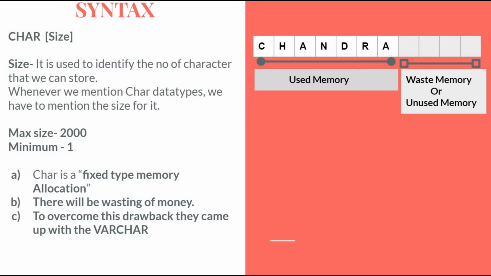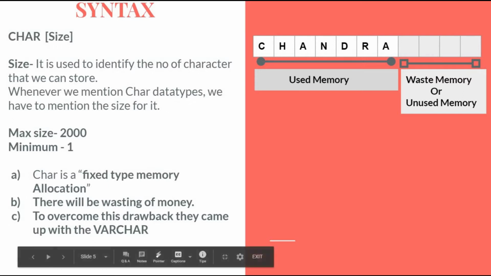While using char, there is a lot of chance of memory wastage. So there will be a wastage of memory, we can say. To overcome this drawback, they came up with the next data type, that is varchar. So our second data type is varchar.